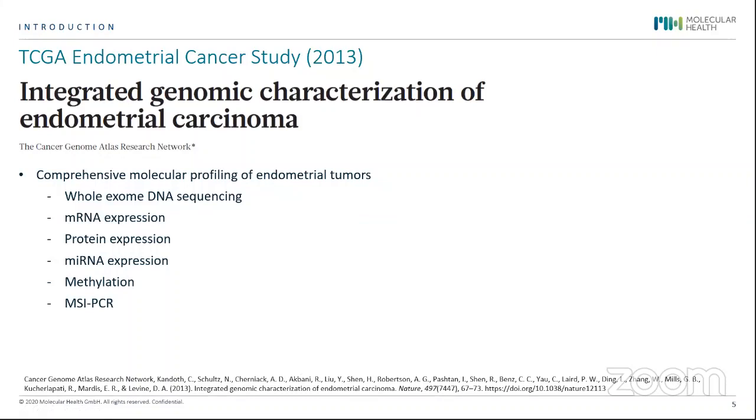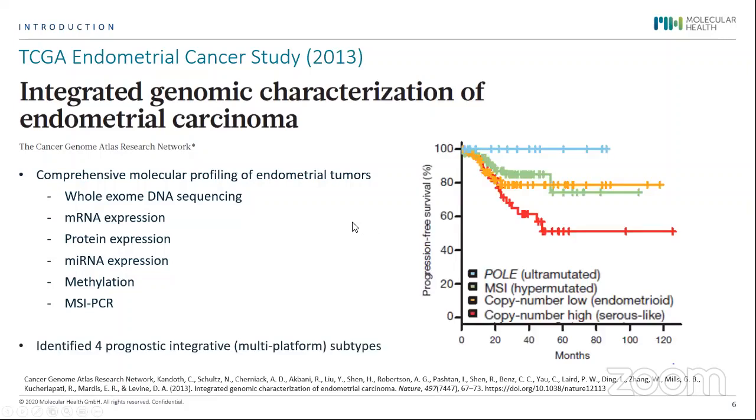Quite a while ago already, in 2013, the Cancer Genome Atlas Consortium, TCGA, did a comprehensive molecular profiling of endometrial tumors on, I think it's 6 different platforms. So they did whole exome sequencing, mRNA expression, protein expression, microRNA expression, methylation, and microsatellite PCR on these tumors. And they found 4 integrative, that is multi-platform defined subtypes that have clear prognostic indications.